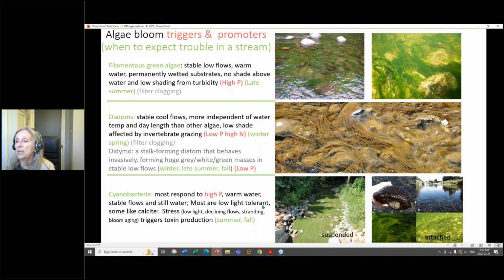Finally, you can have cyanobacteria blooms in rivers and streams, either suspended, in this case, it's been released from a reservoir above, or attached to the substrates. Most cyanobacteria respond to high phosphorus, warm water, stable flows, and still water. Most are very low light tolerant. Some even like to help precipitate calcite. And stresses of various types will help trigger toxin production.